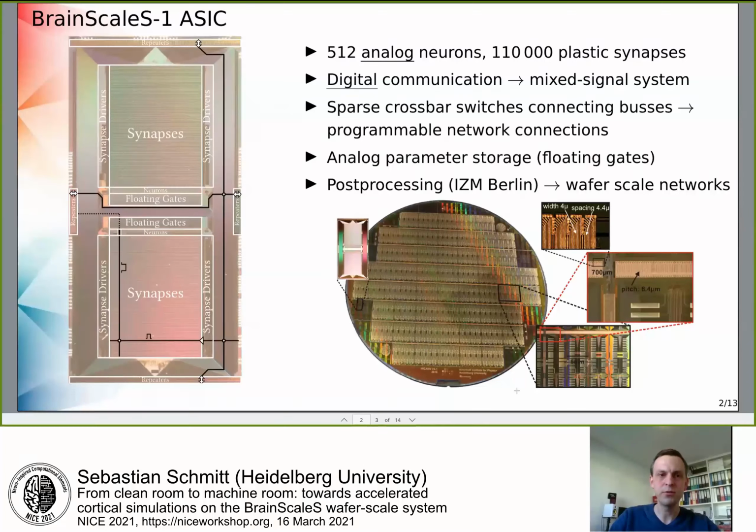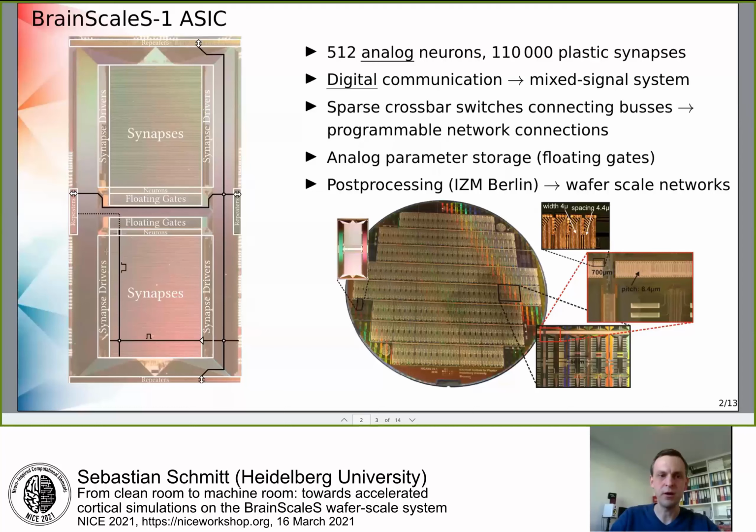So now we have one neuron, but of course we need more. And especially we also need many synapses. Here you see a photograph of the BrainScaleS-1 ASIC. This is about 5 millimeters times 10 millimeters. You see the large block of synapses, in part the neurons, and also other circuitry for the digital communication, because these neurons communicate with spikes, and spikes are best transported digitally. So we have a mixed-signal system. There is also a parameter storage of floating gates that control the individual parameters of all the neurons.